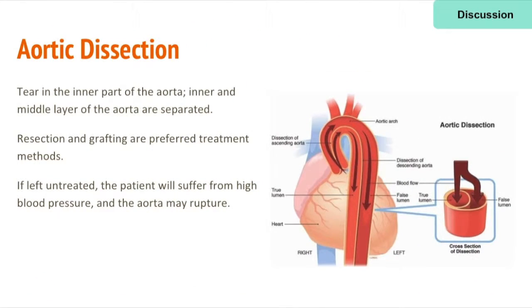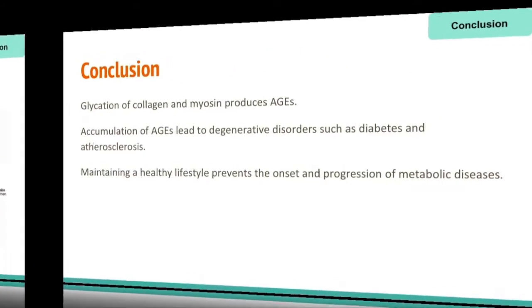On the other hand, an aortic dissection occurs when there is a tear in the inner part of the aorta, leading to the separation of the inner and middle layers. Blood separates as it flows through the aorta. To correct for this condition, resection and grafting of the aorta must be performed. Otherwise, a person will suffer from high blood pressure, and the aorta might rupture if the pressure is too high.